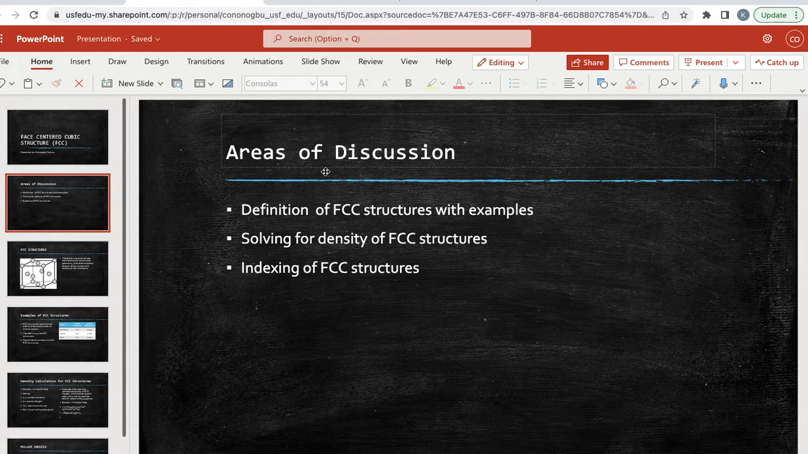Our areas of discussion: we will be defining what FCC structures are with examples, we will be solving for the density of FCC structures, and we will be indexing FCC structures using Miller indices.